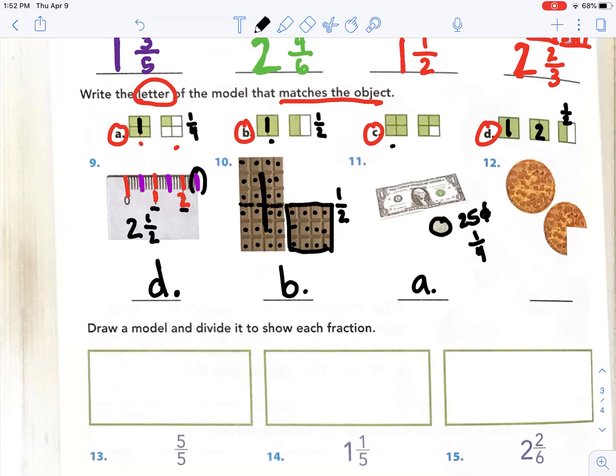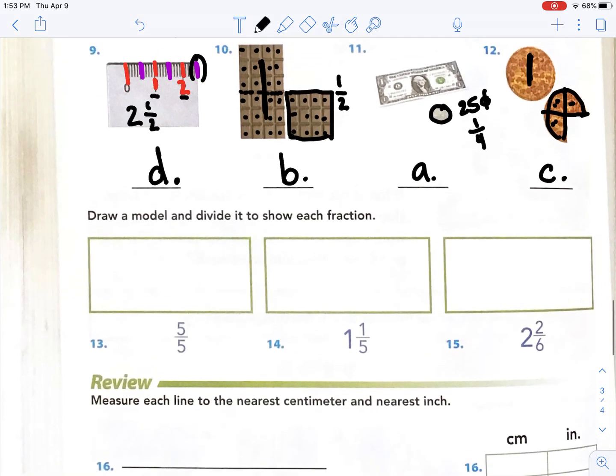Okay, I know that there's only one left, but let's double check to make sure we got it right. See this pizza? It's kind of tricky. It looks like a Pac-Man right now. How many slices is that? So this is 1 whole plus 1, 2, 3 out of the imaginary 4 because there's 1 missing. So 1 and 3/4 matches 1 and 1, 2, 3/4. So that is C. Excellent.